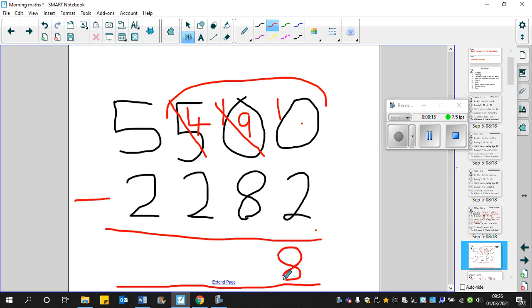And then usually what happens with these kind of questions, where there's lots of zeros, is everything else after that actually falls nicely into place. So 9 take away 8 is 1, 4 take away 2 is 2, and then 5 take away 2 is 3. So 5,500 millilitres take away 2,282 equals 3,218.